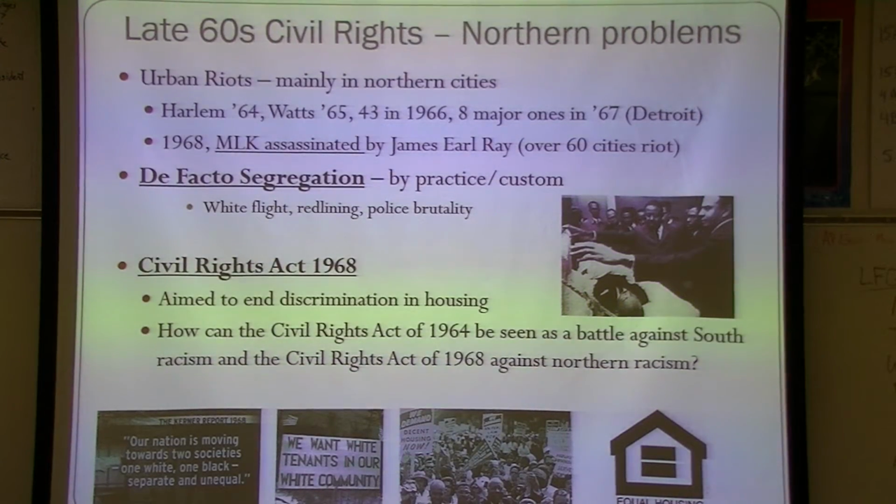So in 1968, we will pass the Civil Rights Act. Where the 64 Civil Rights Act was to aim for de jure and the Jim Crow laws, the Civil Rights Act of 68 was aimed a lot for the northern discrimination and the de facto segregation, and in particular in there with the housing.